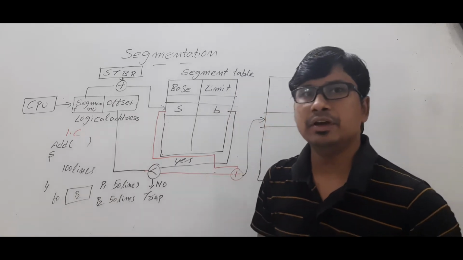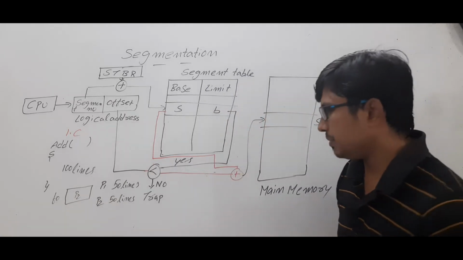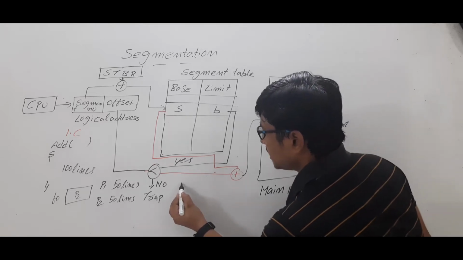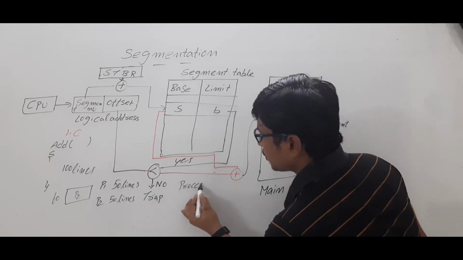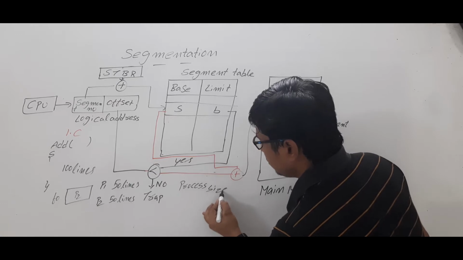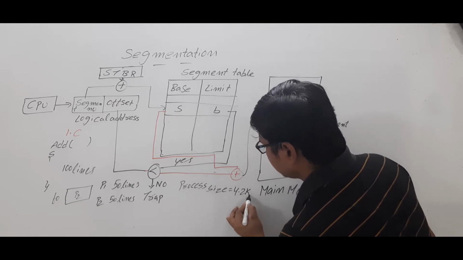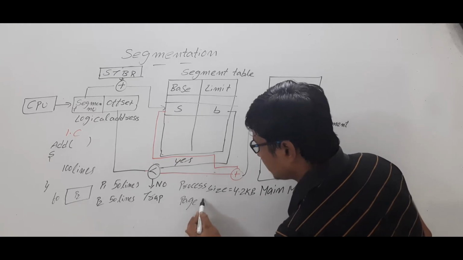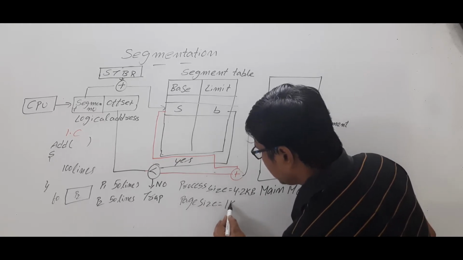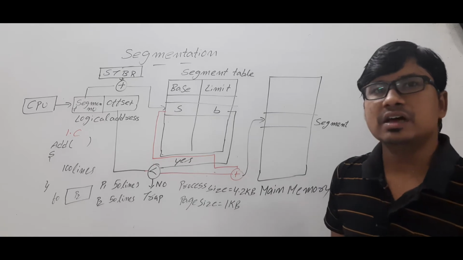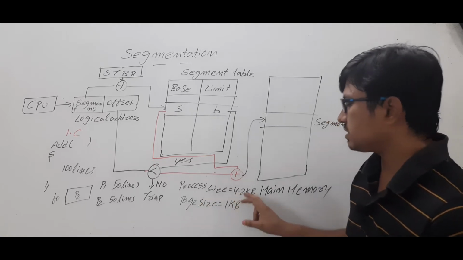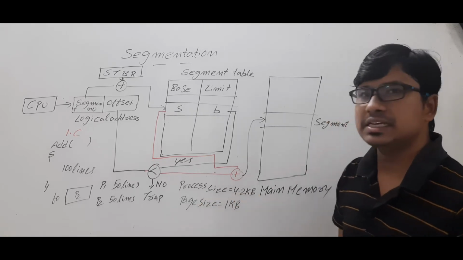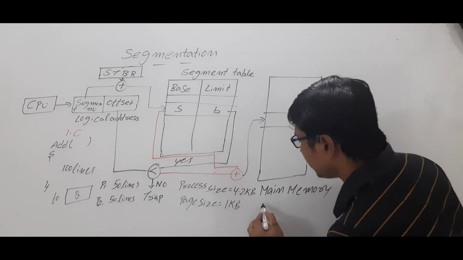Another drawback of paging is internal fragmentation. Let me discuss it with a simple example. Let's consider that the process size is 4.2 KB and the page size is 1 KB. How many pages are required if you have a process size of 4.2 KB and a page size of 1 KB? You need 5 pages.